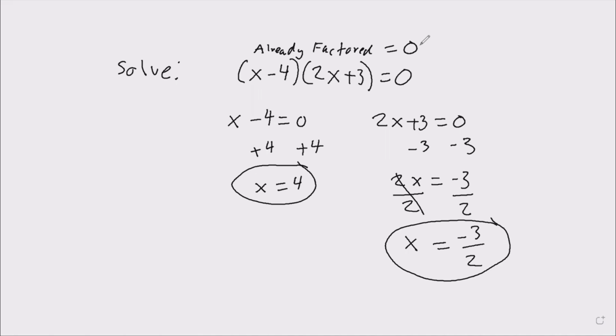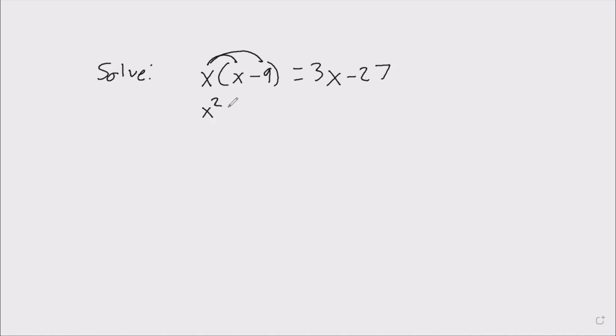Now we're going to do another, harder example. We're going to solve the equation x(x - 9) = 3x - 27. The equation is not equal to 0, so we cannot set each factor equal to 0 like we did in the previous example. The first step here is going to be to distribute the x to both terms.